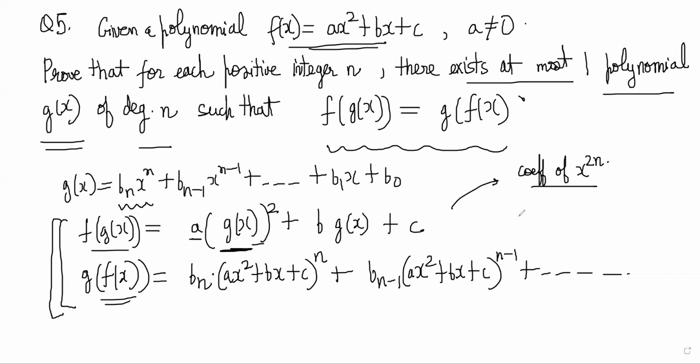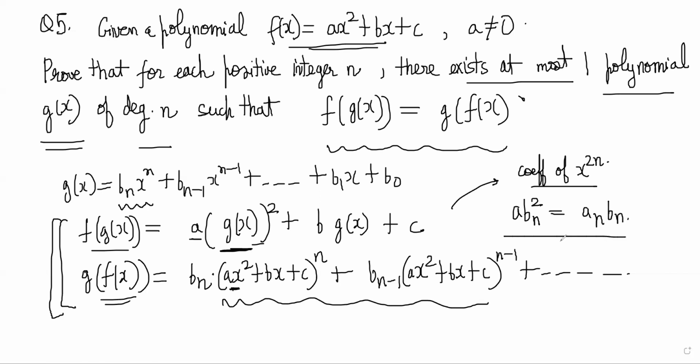So you'll get a times bn square here. Let's think about what happens here. We will get a power n times bn on the other side. So using this, we will realize that bn must be... okay, I have written it incorrectly. I should write it as a power n bn. Here you get a power n multiplied by bn. You get a power n bn. So using this, you can solve for bn and we get bn is a power n minus 1.